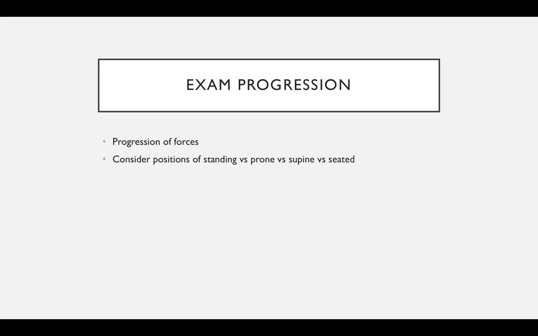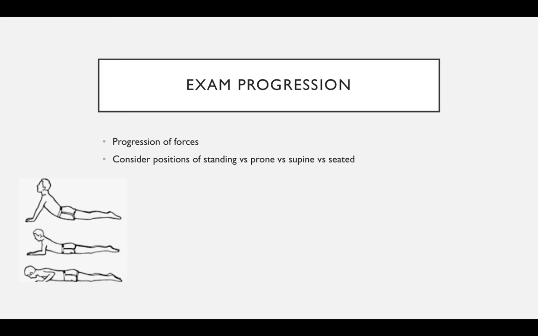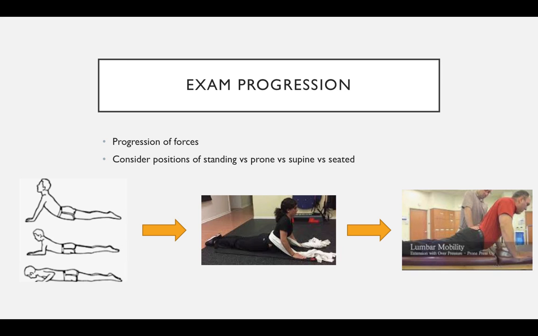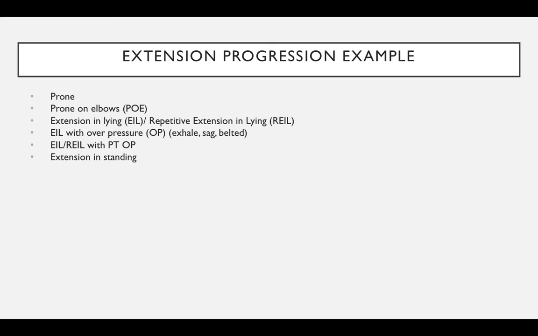During the exam, as mentioned in prior slides, we take a patient through a progression of force and assess response after each. Begin with patient-generated, then patient-generated with patient-delivered overpressure, then patient-generated with a therapist overpressure. Along with progression of forces, we need to consider the gravitational effects in the positions of standing versus prone versus supine versus seated. Examples of how to progress extension are listed in this slide. We will practice this in lab.